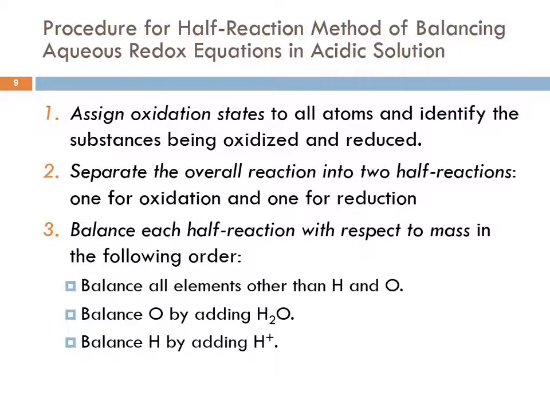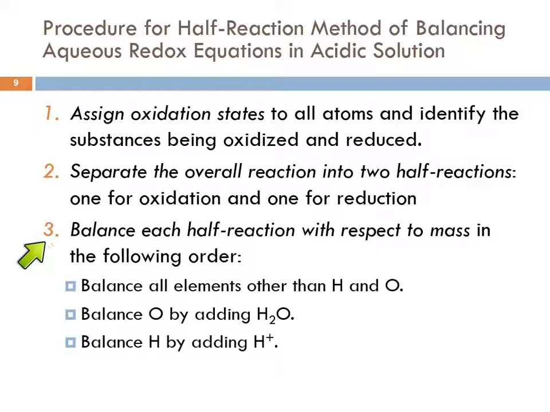We're going to look at acidic solution first, and then we'll look at basic solution. So I'll go through the rules, and then we'll do examples, and hopefully it'll make more sense. The first thing is we assign oxidation states to all the atoms, and we need to identify what's being oxidized and what's being reduced. And we did stuff like that in 1A. Then we're going to separate the overall reaction into 2 half reactions, one for the oxidation, one for the reduction.